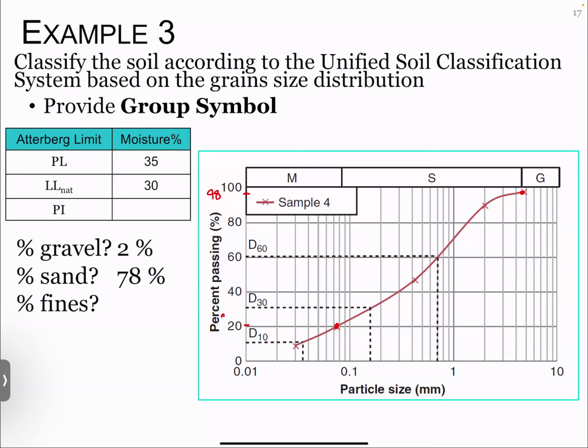And so we'll say this is 20%. So 98% minus 20% is 78%. And fines would be 20%. That would be what's passing from there.